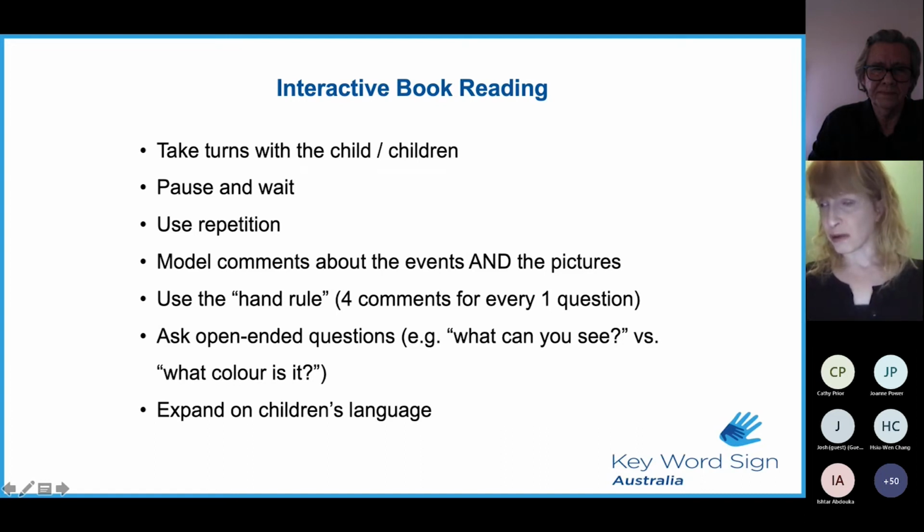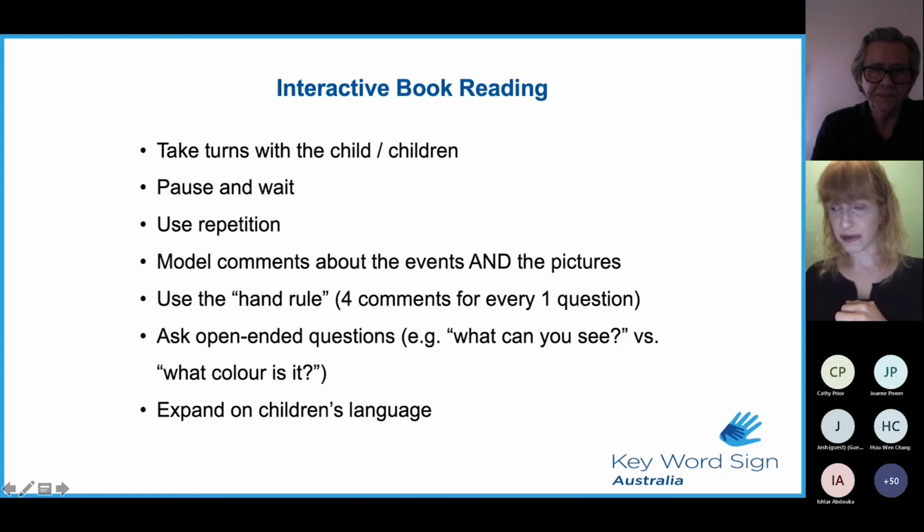So we're really looking to just use all of these strategies to keep the child engaged with the book, which just reading a story on its own might not do. And lastly, for those children who are engaging with the book, we want to think about expanding on the answers and comments that they're providing.